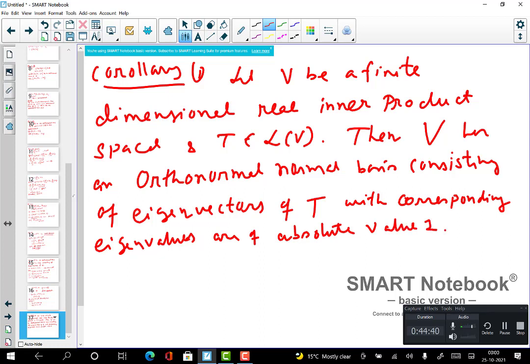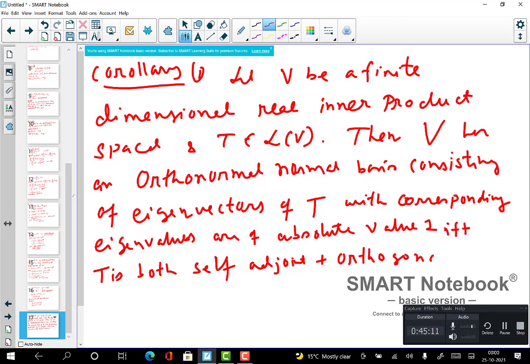So what does that mean? That means those c_i's, the modulus value is 1, if and only if T is both self-adjoint and orthogonal, for the real vector space, a real inner product space. Self-adjoint plus orthogonal. Okay, so what does that mean?